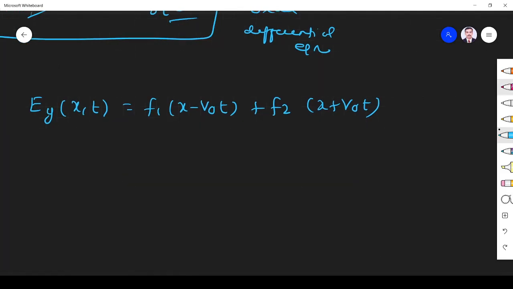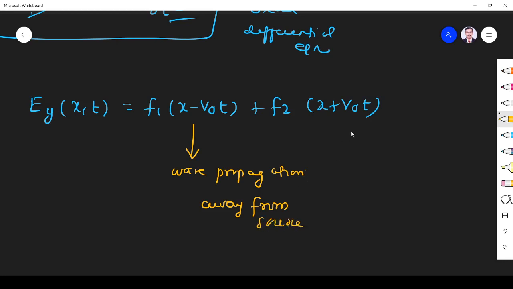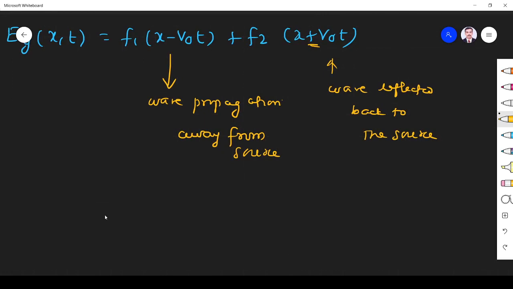You see, f1(x minus v naught t) is indicating a wave propagating away from the source, right? The plus, f2, indicates a wave reflected back to the source. That is a very, very important point to be noted, right? But in free space, we don't have any obstacle to reflect the wave back to the source, right?